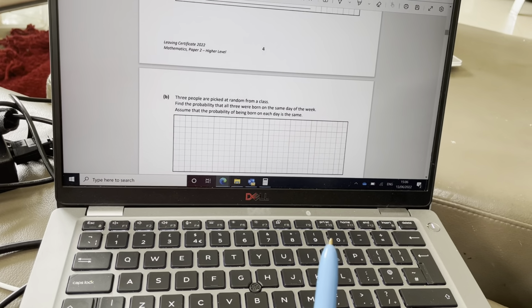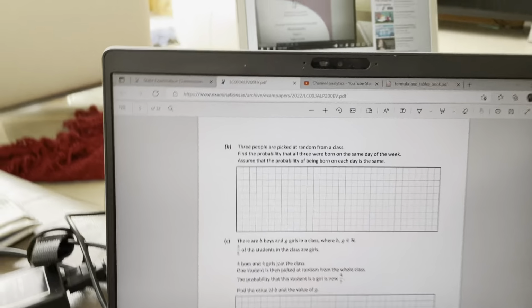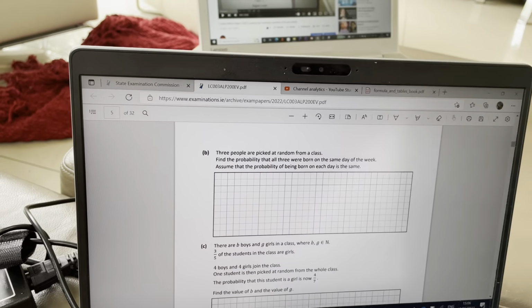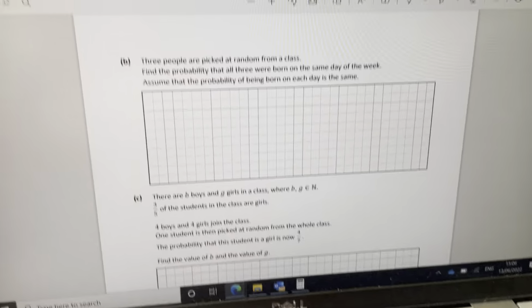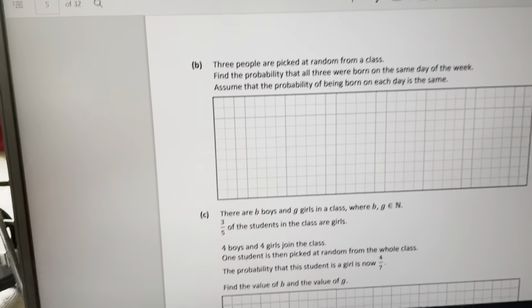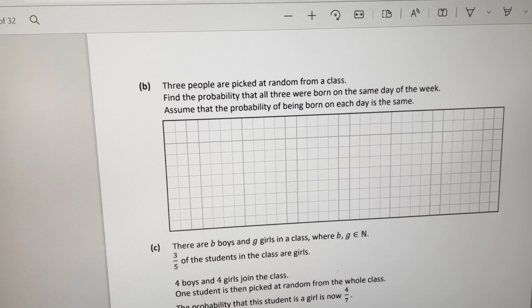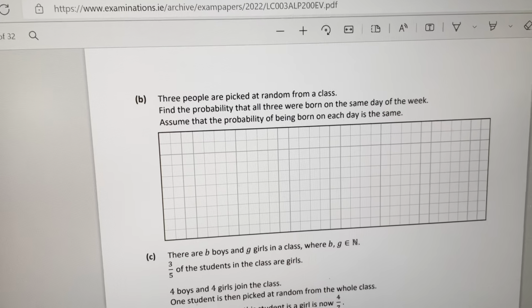I think that's a fair enough question. Okay, people taken at random from a class. Sounds like a hostage situation. Let's see how that plays out. 3 people taken at random from a class. Find the probability that all 3 were born on the same day of the week.